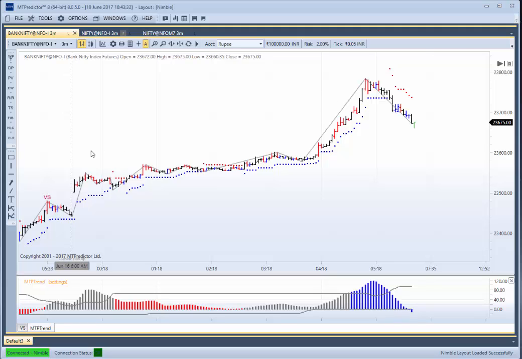But if we go on to the BankNifty, you can see we got the same kind of thing with a strong rally up there, but there were no buy setups. So what could the advanced user have done on the BankNifty?